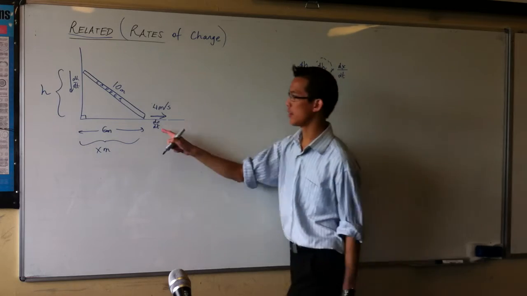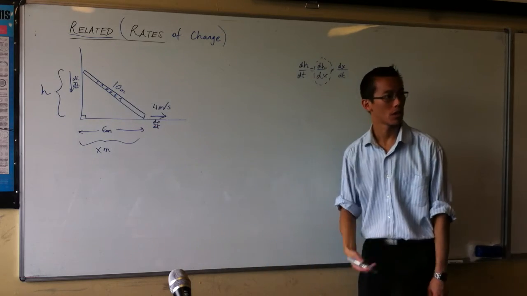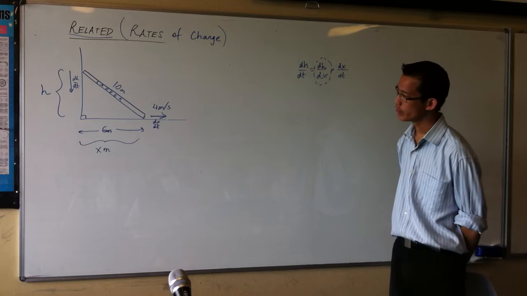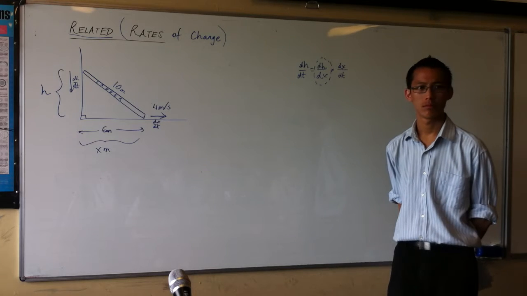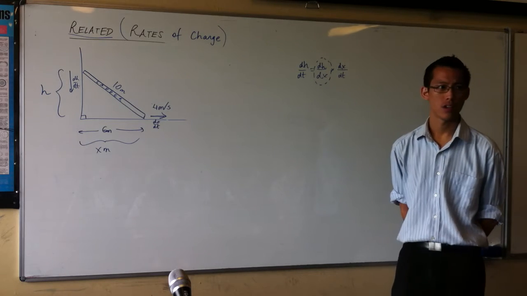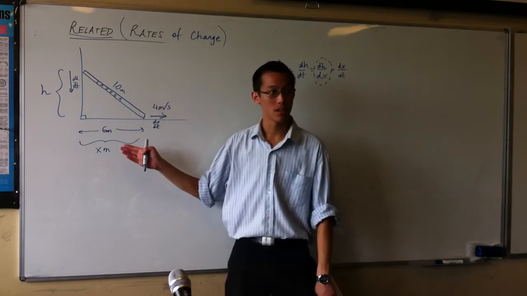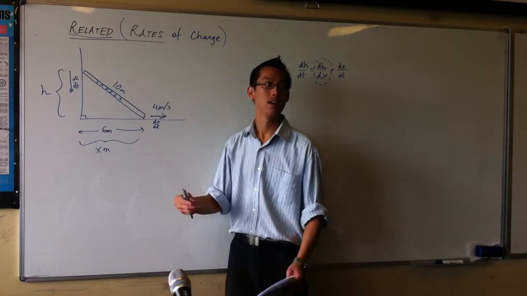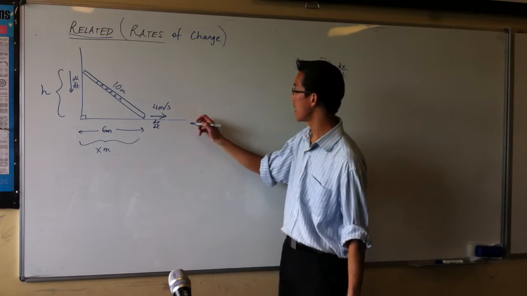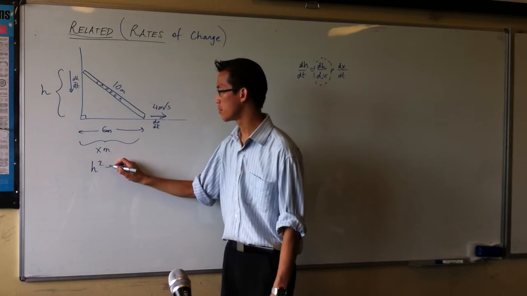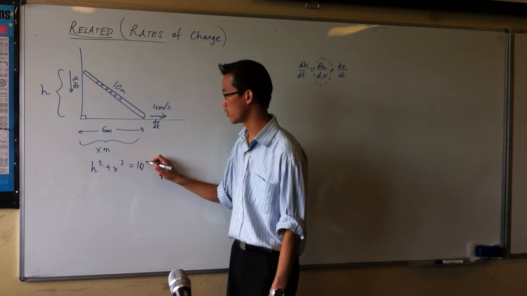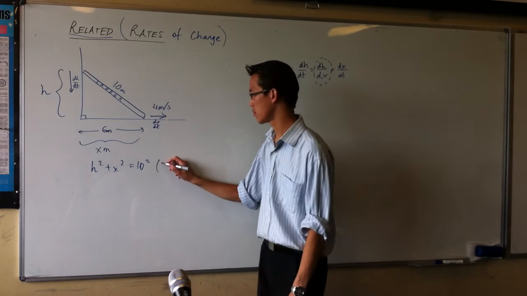dh on dx. There's a relationship between h and x. What kind? Okay, h and x are two sides of a right angle triangle, so I can say h squared plus x squared is equal to 10 squared because of Pythagoras.